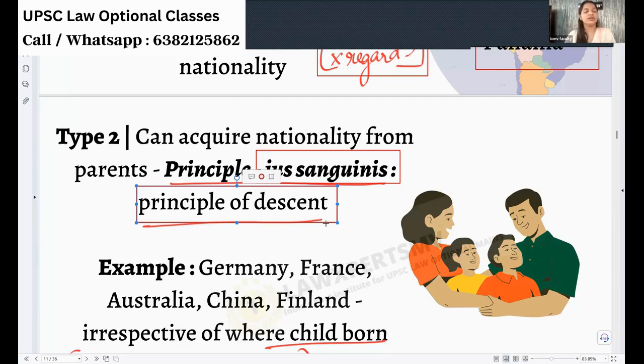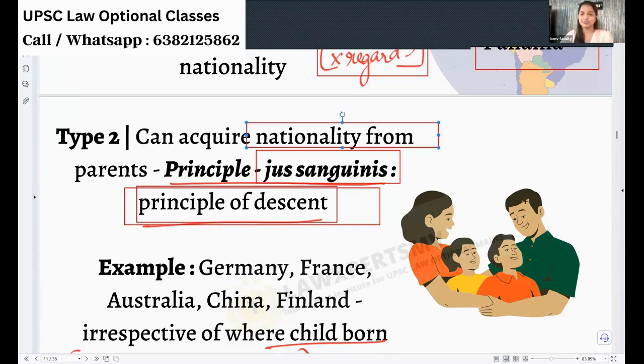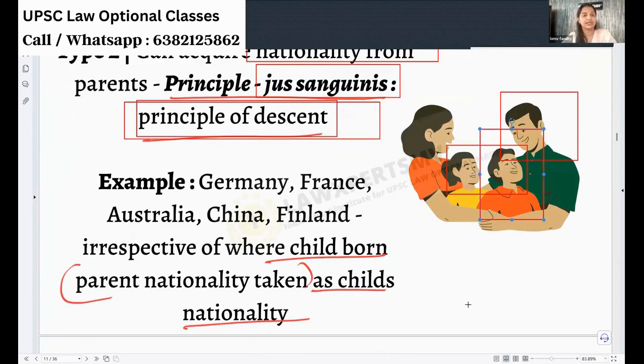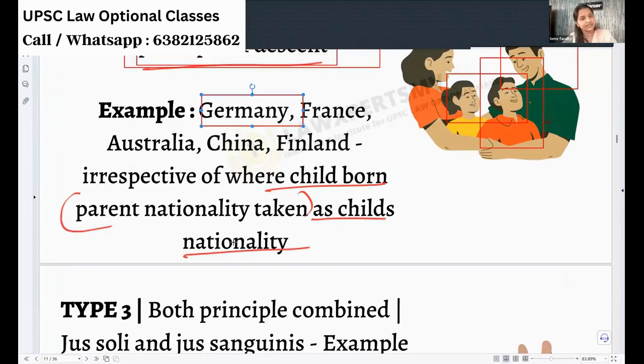Now coming to the point. The second type of acquiring nationality is by the principle of jus sanguinis, the principle of descent. You can get the nationality from your parents. If this man is from India, even though these two kids are born somewhere in the US, they can get Indian nationality as well if they choose the citizenship under the Citizenship Act and do everything. Examples of countries which follow the principle of descent are Germany, France, China, Finland. Irrespective of wherever the child may be born, in the US, UK, Australia, if your parents belong to this particular nation, you can get the nationality of this nation.